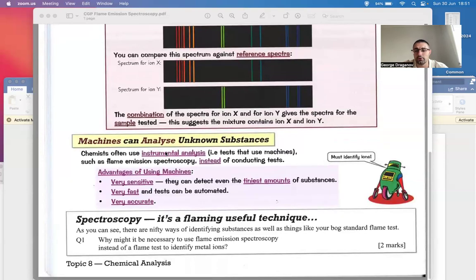So chemists often use instrumental analysis. So instrumental means using machines, such as the flame emission spectroscopy, instead of doing the flame test by hand. So what's the advantage of the machine? Firstly, it's very accurate because it can detect even the smallest traces of light. It's very fast and can be automated, and is very sensitive to identify even the tiniest amounts of substances. So sensitive, fast, accurate. Just learn those 3.